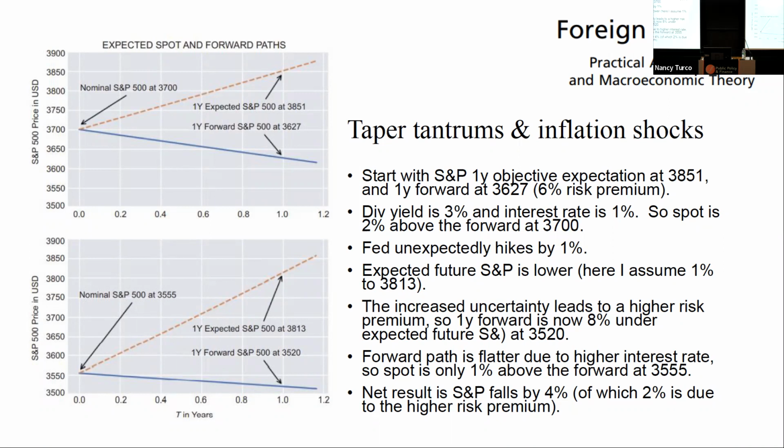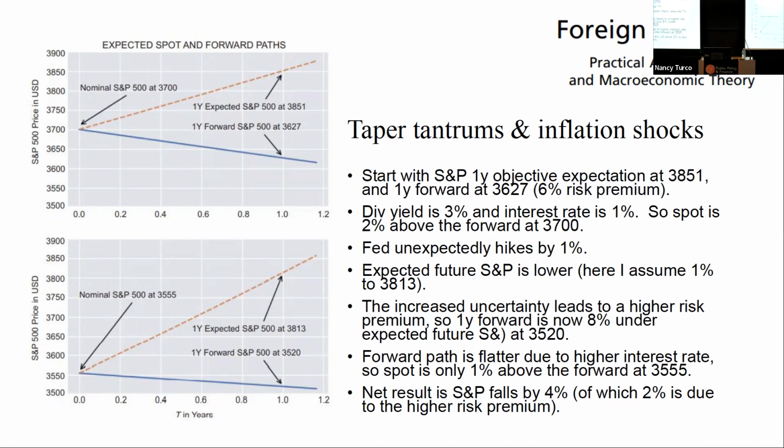And then there's a relationship between the spot price and the forward price. It's a no arbitrage relationship. Some people may have come across that in your courses, but essentially you take the difference between the dividend yield and the interest rate. The higher the dividend yield relative to the interest rate, the more downward sloping this line is. In this example, I've got a 3% dividend yield and a 1% interest rate, and so the spot price is about 2% higher than the forward price. Now what happens? The Fed come out and say we're going to hike interest rates by 1%.